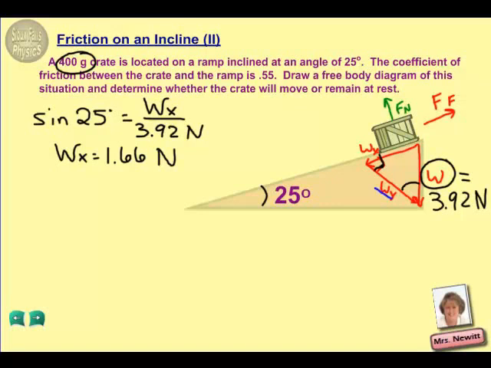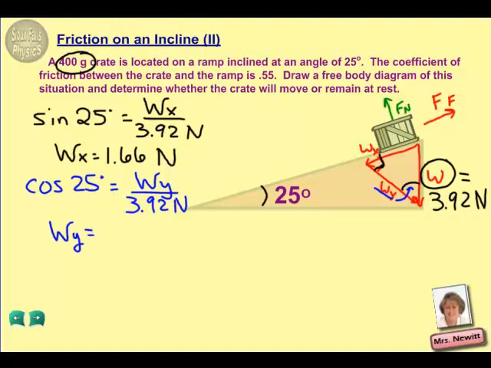The second half of this is to find the y component, and that, of course, is right here. It's the adjacent side to our angle over here. So this time we would be using the cosine of 25 degrees. That is equal to our y component divided by the hypotenuse, which is again 3.92 newtons. And then if we solve for our component, we get 3.55 newtons for that component.